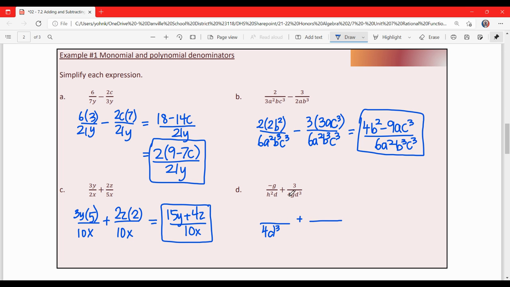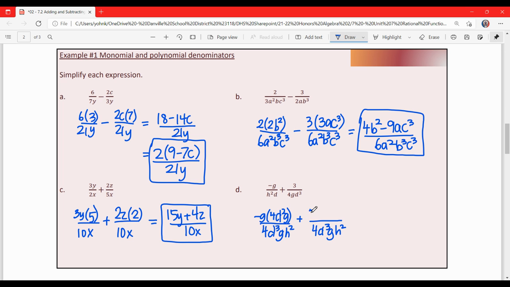Then I have G and H squared. So that becomes our common denominator. All right, so let's put the negative G. I had no number before, so I need a 4. I had D, but I need D cubed, so I need to add D squared. I didn't have a G at all, so I need to put a G. And I have the H squared, so I'm good.